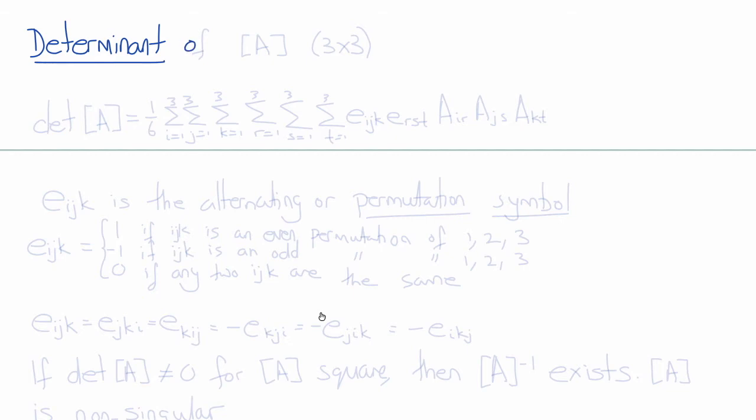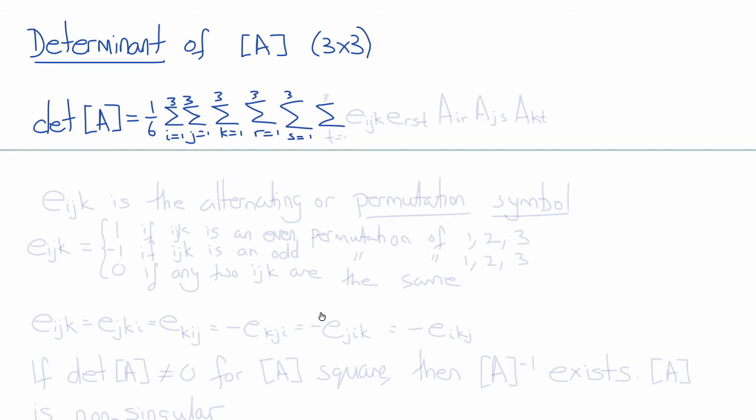The determinant is another familiar property of a matrix. For the 3x3 matrix A, we could write the determinant as this nested summation: 1 over 6 times the sum from i equals 1 to 3, j equals 1 to 3, k equals 1 to 3, r equals 1 to 3, s equals 1 to 3, and t equals 1 to 3, times the special symbol e_ijk times e_rst times A_ir, A_js, A_kt. This special symbol, which enables us to write the determinant in indicial notation, is called the alternating, or more commonly, the permutation symbol.